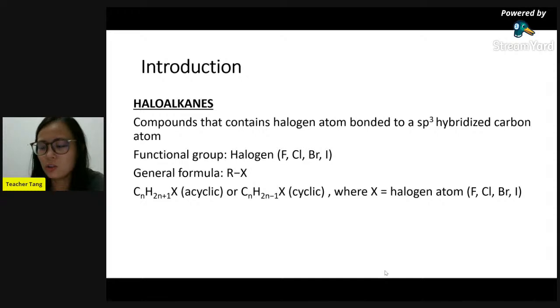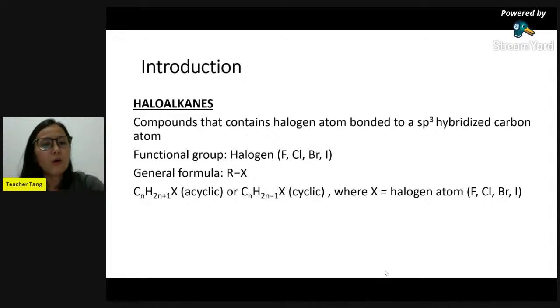The nucleophilic substitutions reaction is very, very important. Every year, there is at least one question regarding the nucleophilic substitutions of haloalkane. So do pay attention to the reaction mechanism. Now shall we start?